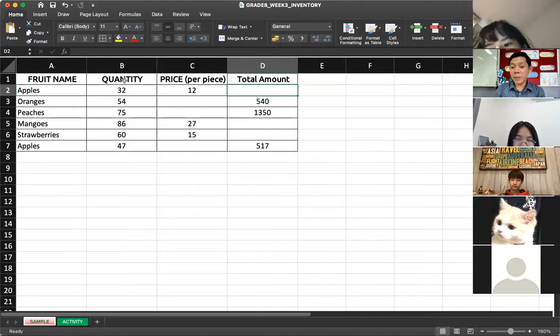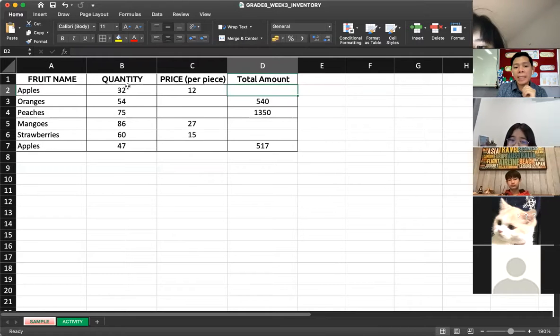Please do not be lazy. Students, this is very simple math. What would you do if you want to get the total amount, if you have quantity and price per piece as your given values? Okay, so we will not talk to each other. Are you sure? This is basic math.